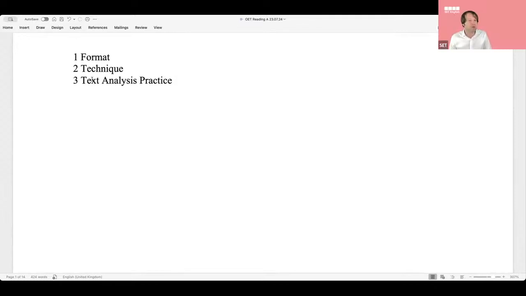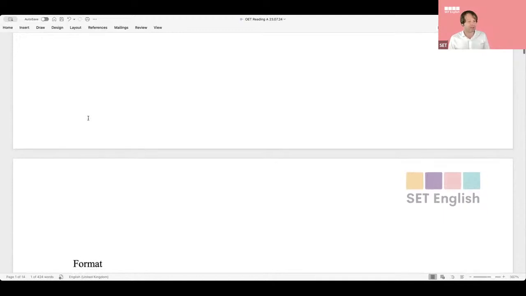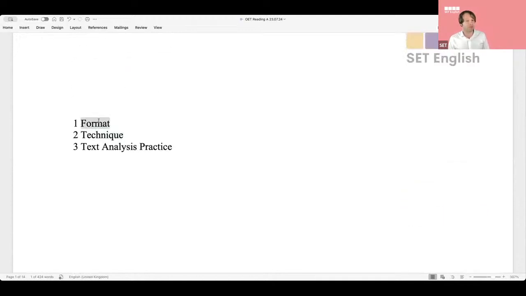Carolina. Okay, so I'm going to go through the format of the test, Carolina, which is like, what is the test like? It's very easy, actually. And then we'll talk about techniques. So format, guys, let's start talking about format. Okay, so first, format.